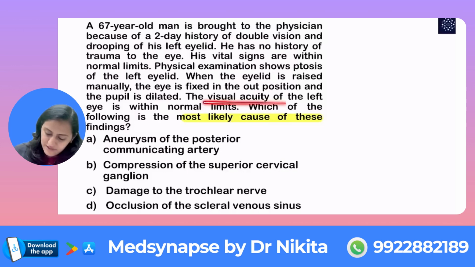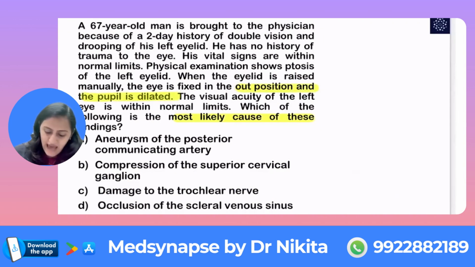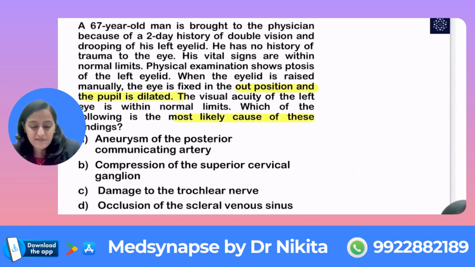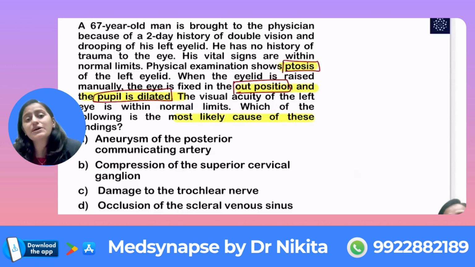Now look at this, the visual acuity is within normal limits. When the eyelid is raised manually, the eye is fixed in the out position and the pupil is dilated. Does it give me some clue? Yes. What are the other clues? There is ptosis which is there. So connect the dots together. Ptosis, out position, pupil dilated. What nerve are you thinking about here?